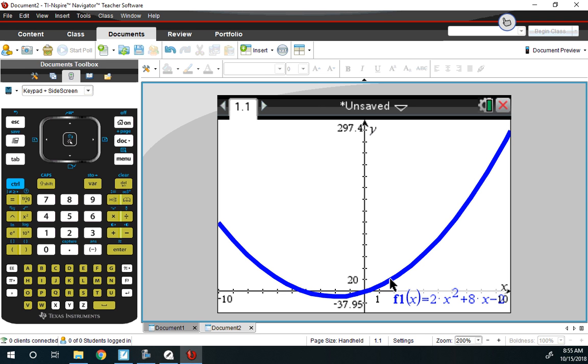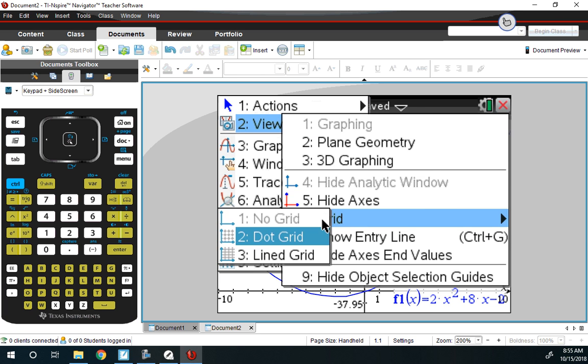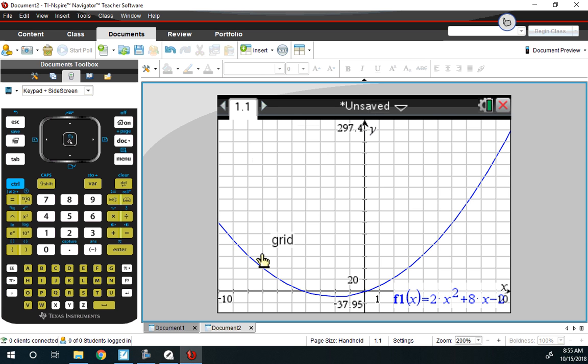But it doesn't give me the coordinates. So maybe I'm going to need to calculate that. Or maybe I could turn on my grid. I'm going to press menu, view, grid, and lined grid. When I do that, maybe now I could see, maybe I can't. Yeah, that probably didn't help much. Dang it.